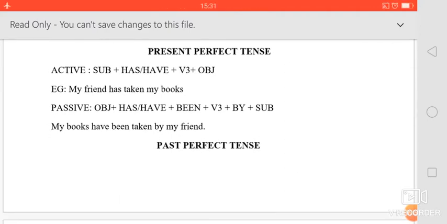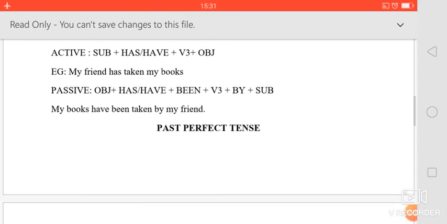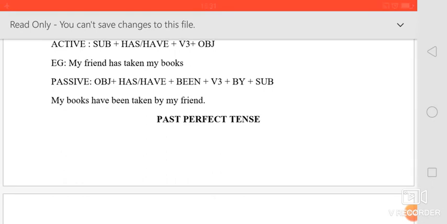Now let's move on to the present perfect tense. The active form of present perfect tense is subject plus has or have plus V3 plus object. Okay, my friend has taken my books. Now we are changing it into passive. In the passive, first the object will come, then you have to select one of has and have, then after that the form, that is been, BEEN, you have to add in the perfect, plus V3 plus by plus subject.